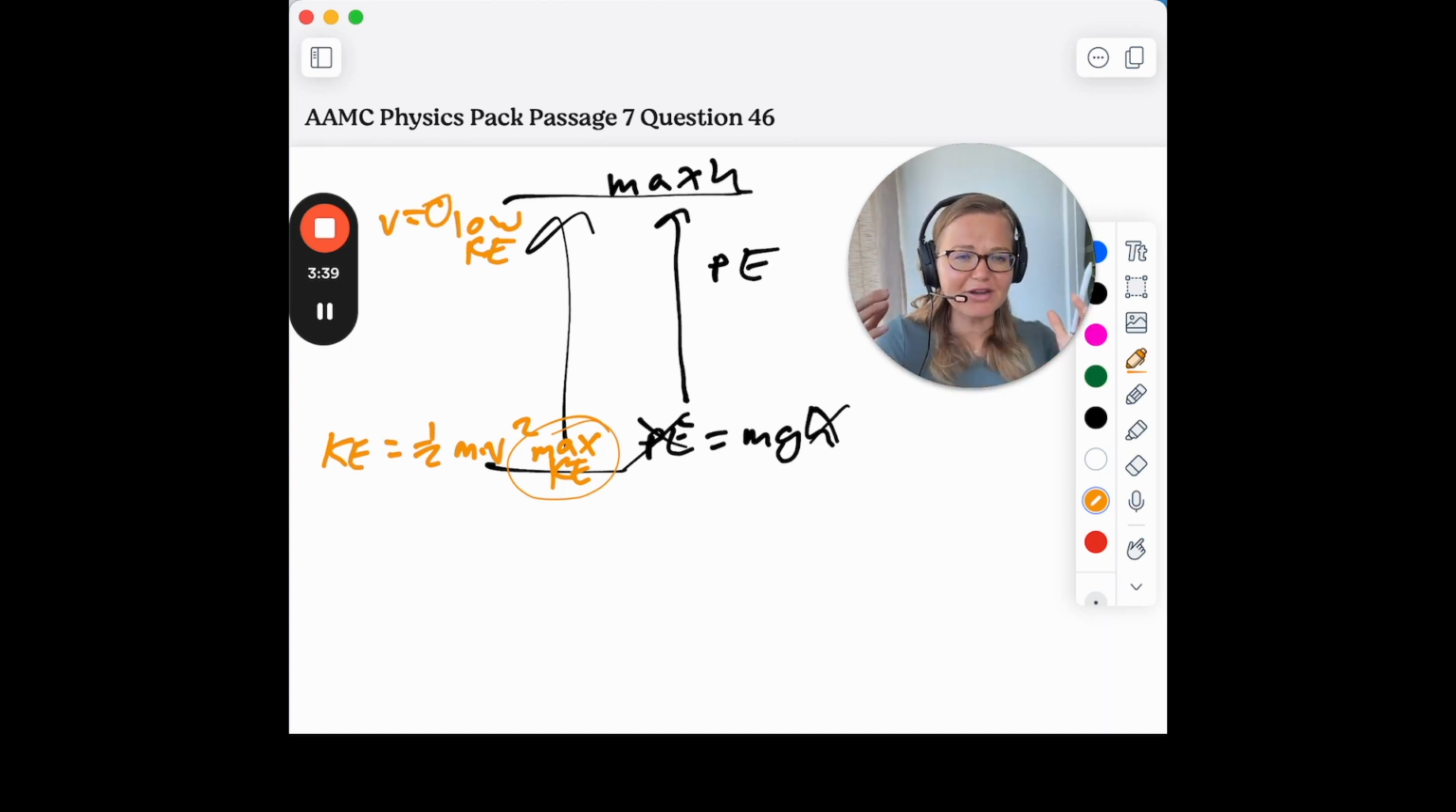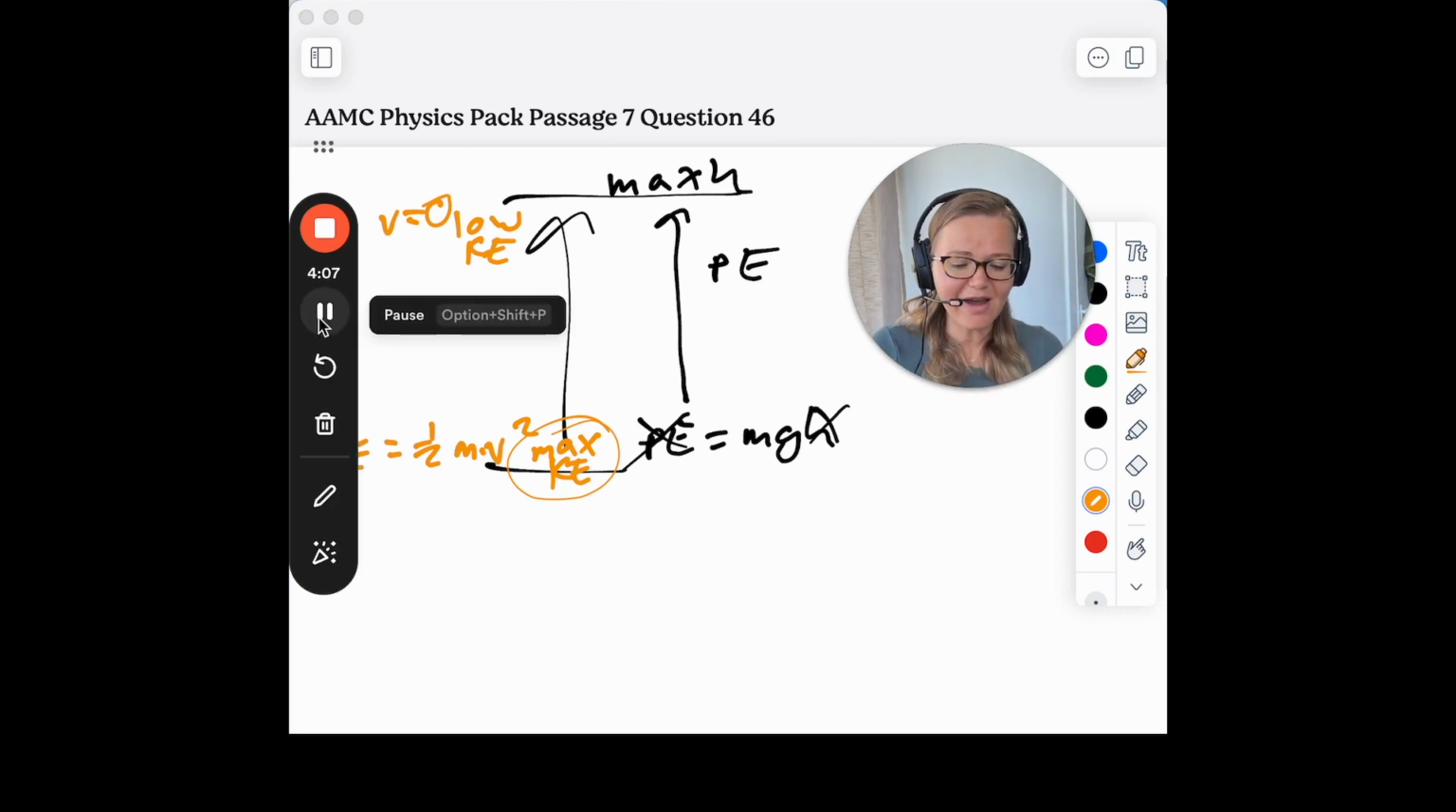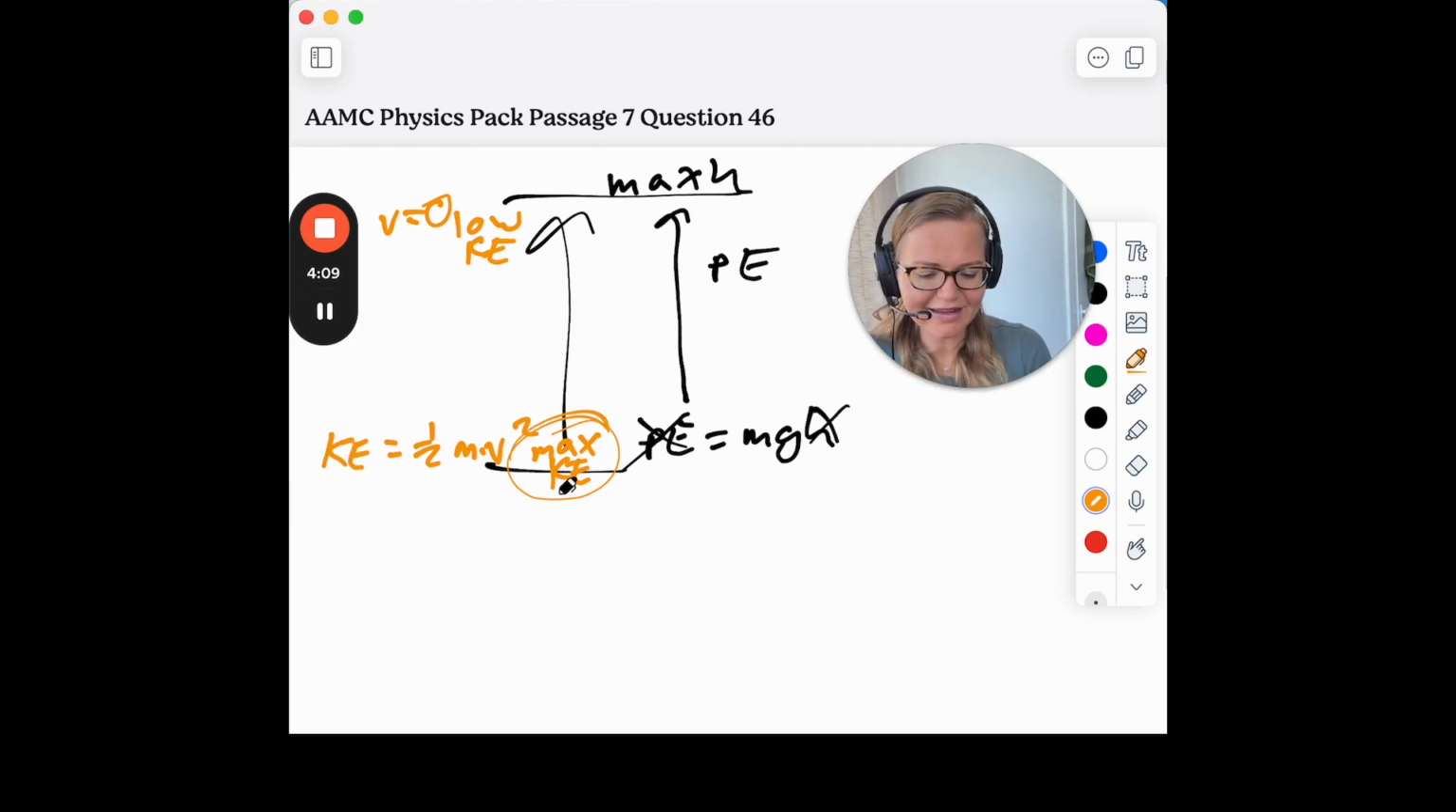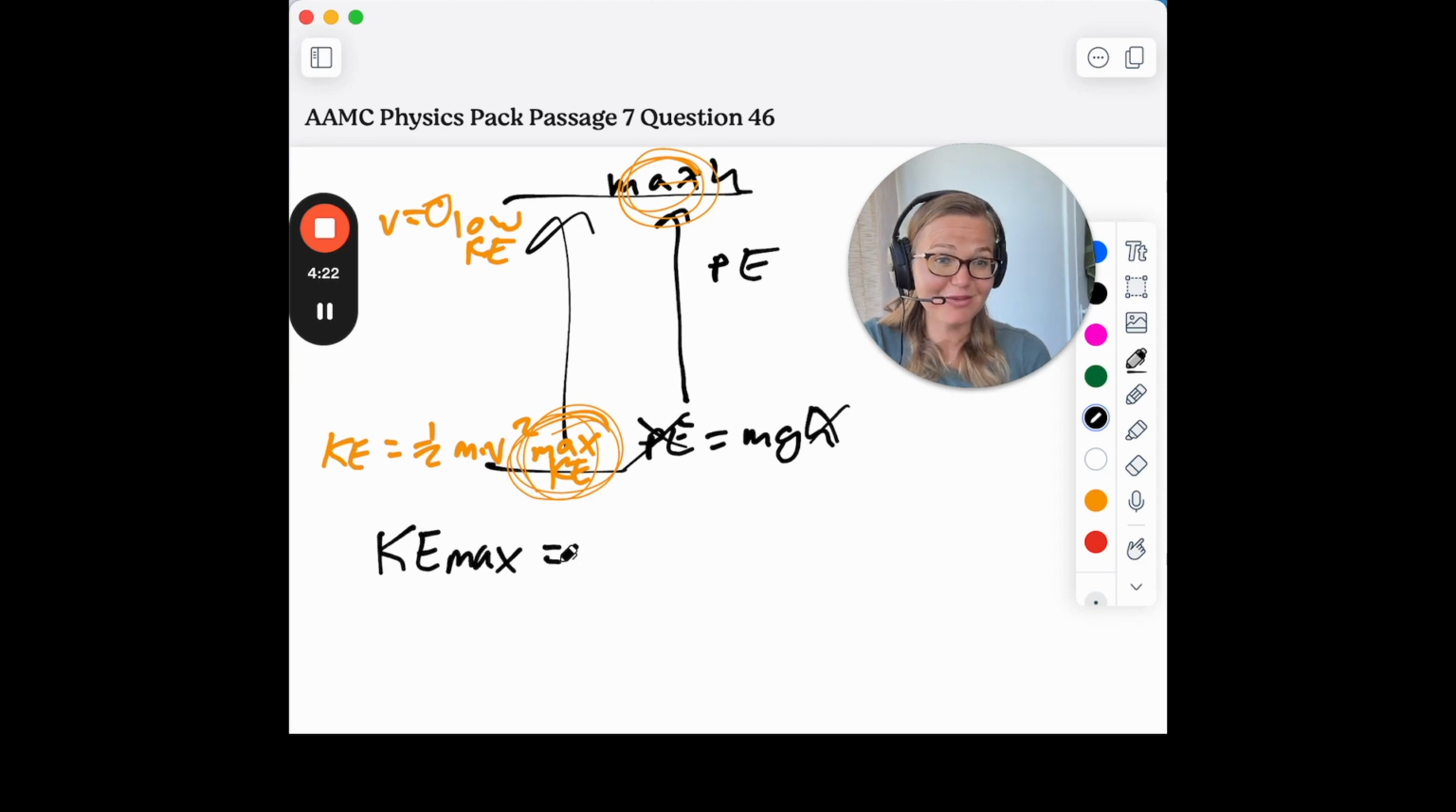So this demonstrates how energy is conserved. As the object is launched and kinetic energy decreases, that energy just gets shuttled into potential energy, which is increasing. So no energy is destroyed, it's just converted from one form to another. So because of that, we know that this max kinetic energy value must be equal to this max potential energy value. So I'll write that as my kinetic energy max must be equal to my potential energy max.